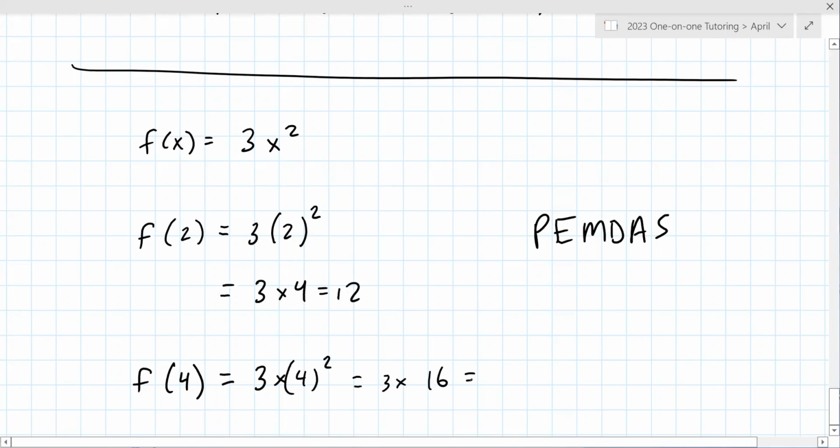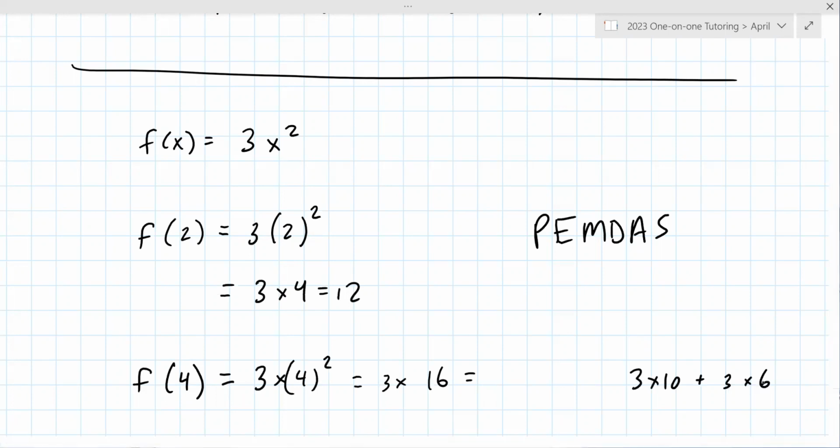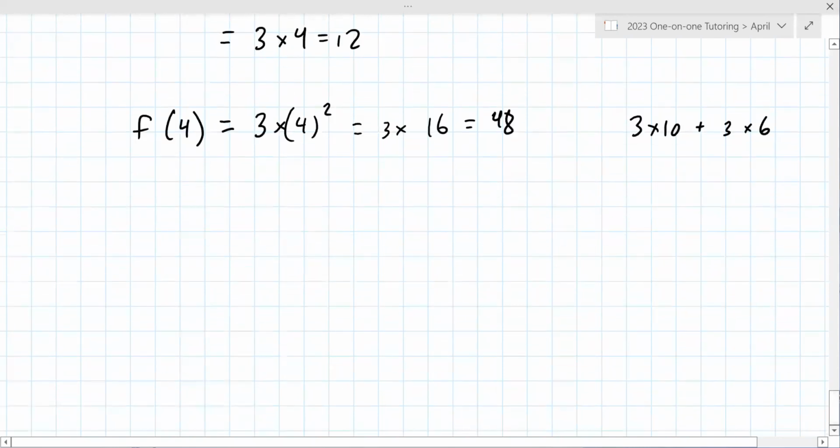Look at it as 3 times 10 plus 3 times 6. Okay. 30 plus 18 equals 48. Yes. How did I get 56? I'm not sure. That's okay. Let's try another one here.